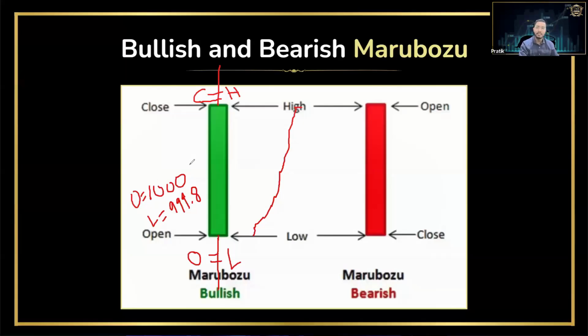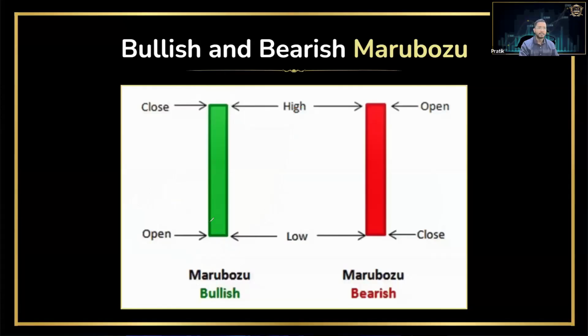Can I say that? It's almost equal. There's not much difference. But if it was, let's say, 990, then it's not a Marubozu. I would not take it as a very strong Marubozu. Similarly here. Okay, everyone? Clear? So this is a clear case of bullish sentiment. Very clear case of bullish sentiment.